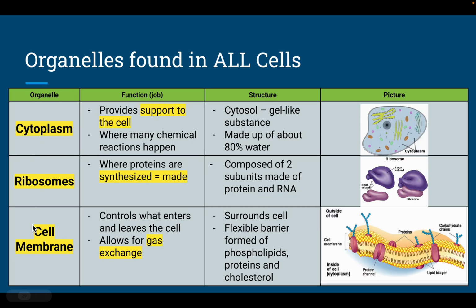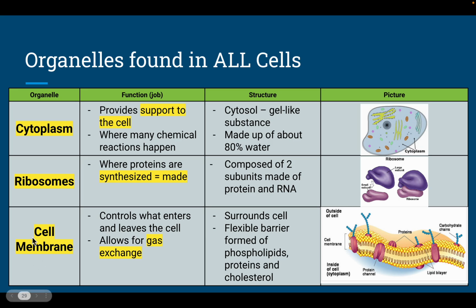You already have 3 cards for these 3 organelles. So cytoplasm is in all cells. It supports the cell. It's where chemical reactions happen. It is the blue stuff in this cell that's in the background. It's mostly made of water. You also have a card for ribosomes. This is where proteins are synthesized. This means that they are made. And here's a picture of these. They look like little dots inside a cell.